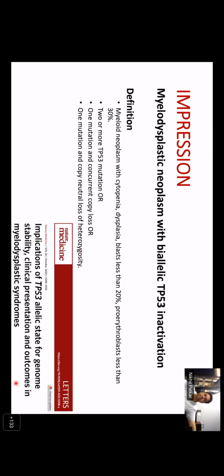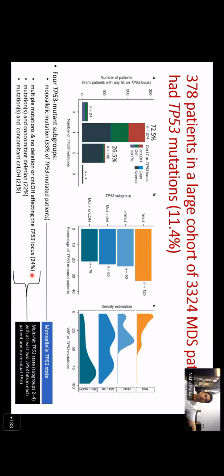So to understand this, you have to read this seminal paper published 2 years ago, which showed the implication of TP53 allelic state. They looked at a large cohort of 378 patients who were TP53 mutated out of 3,000 MDS patients. They found that 11% had TP53 mutations, 72% of these had just 1 TP53 mutation, but 27% had an additional TP53 mutation.